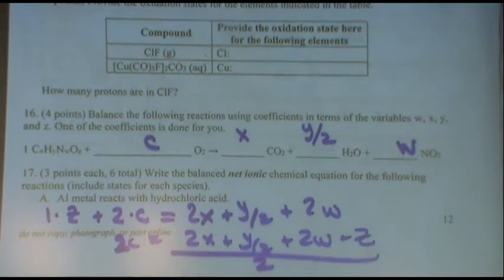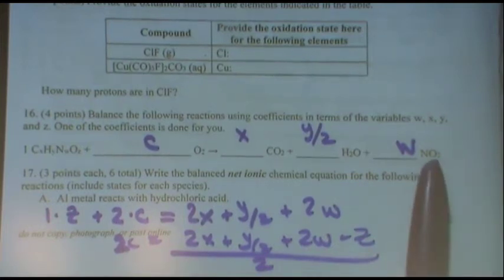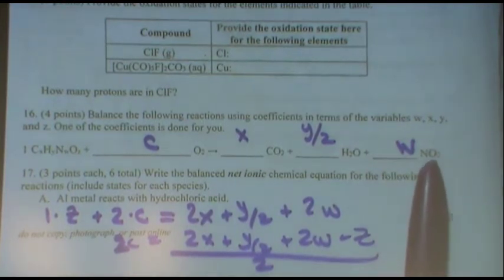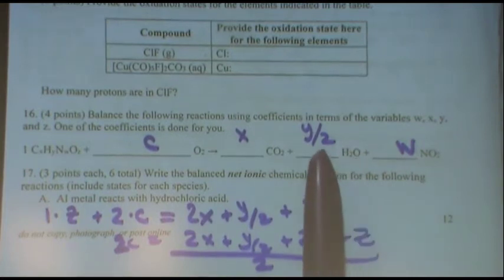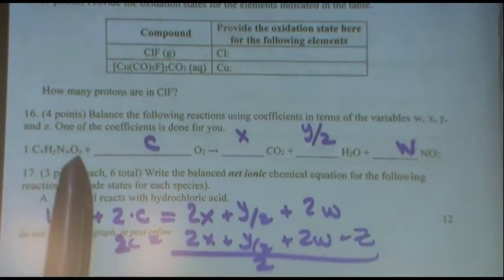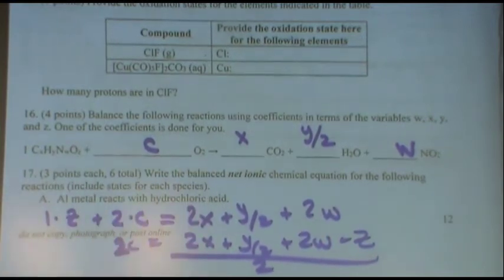How did you get 2w? Well, there's 2 oxygens times w. See the 2 there? This is 1 times y over 2. This is 2 times x. This is 1 times Z. This is 2 times C. Are we only writing it for the oxygens then? Yeah, because I'm trying to find C, and there's only oxygen here. Is that okay? And I've already balanced the carbon, the hydrogen, and the nitrogen. Those were X, Y over 2, and W.